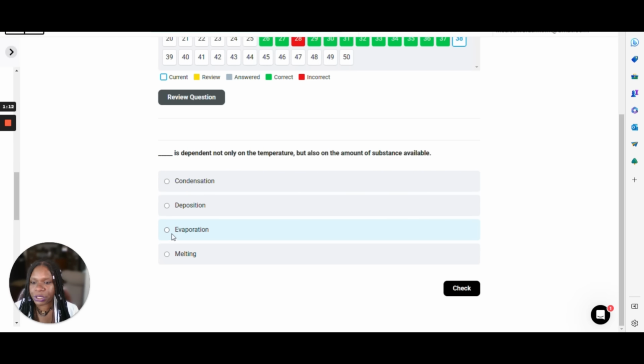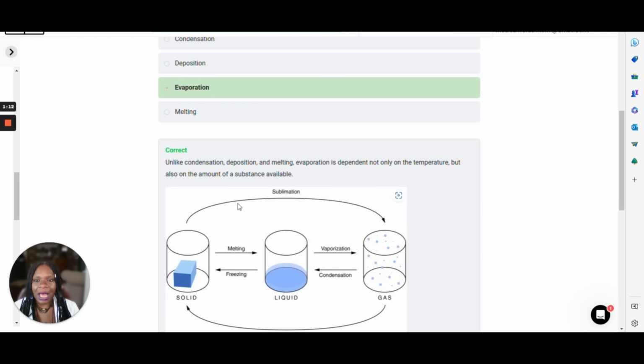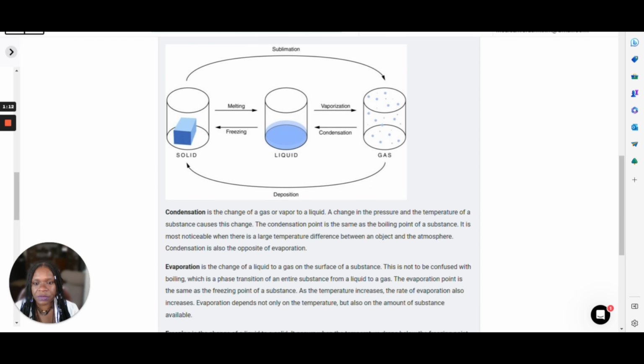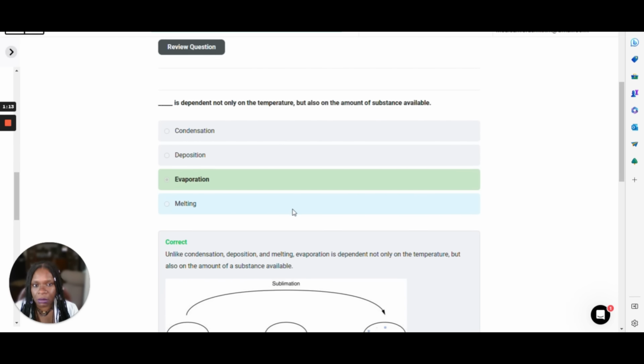Right here, we're going to go with evaporation, and here is why. Unlike condensation, deposition, and melting, evaporation is dependent not only on the temperature, but also on the amount of substance available, okay? So right here, you've got condensation that's turning things from a gas to a liquid. And then with evaporation, you have the change of a liquid to a gas. So how fast that happens with evaporation is definitely going to be dependent on the temperature, as well as the amount of the substance.